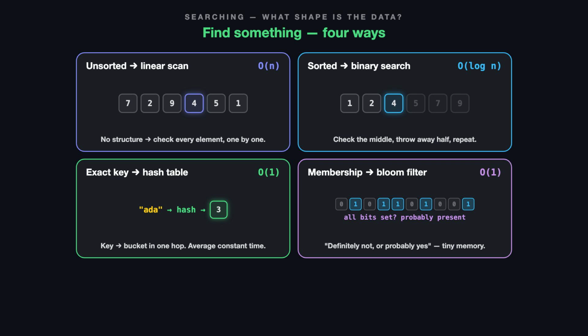Need to look something up by an exact key, like a username or an ID? A hash table gives you that in O of 1 on average. And if you only need a yes or no membership check with almost no memory, definitely not, or probably yes, that is a Bloom filter.